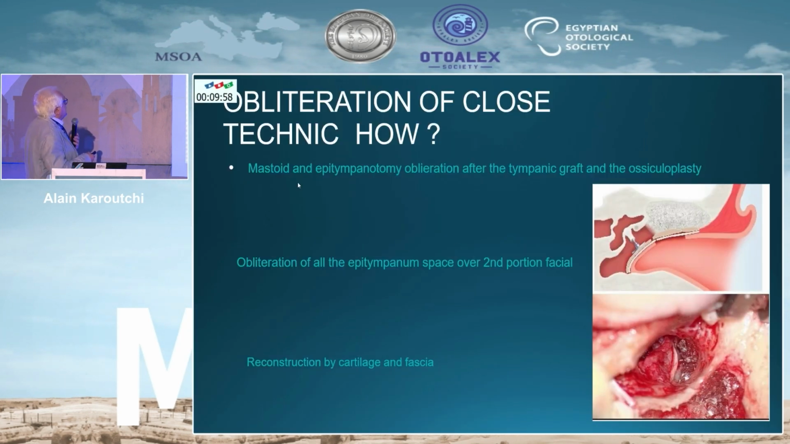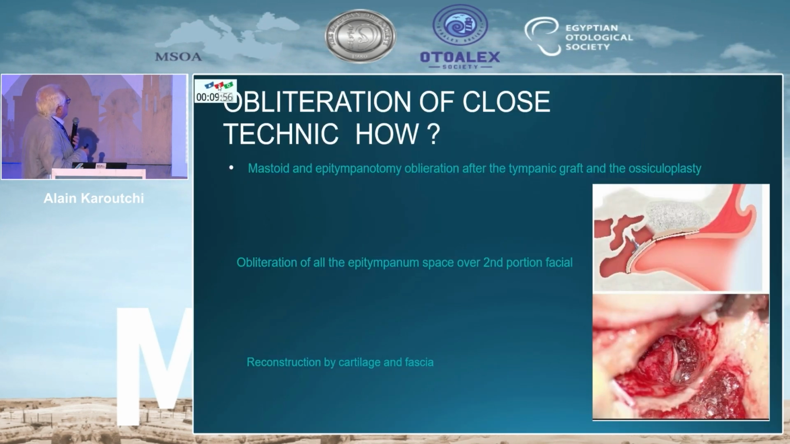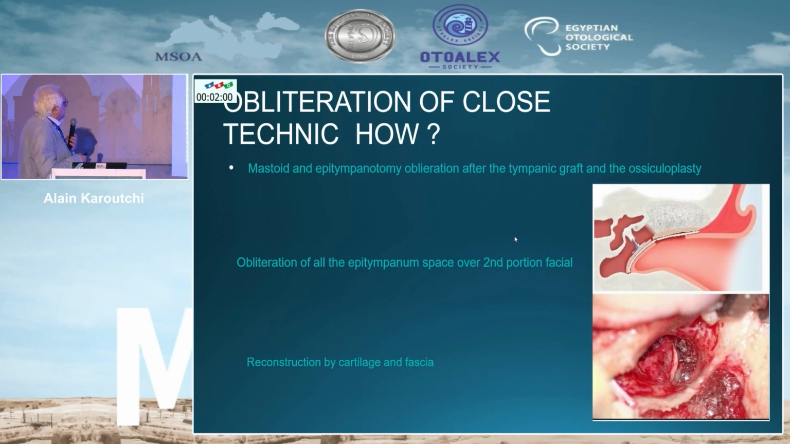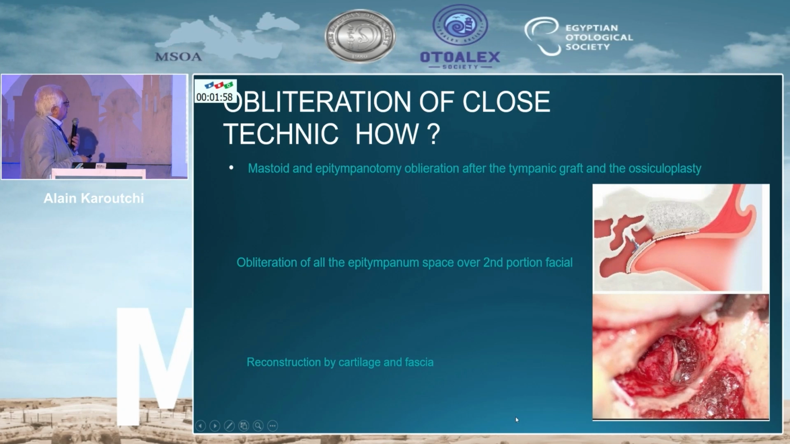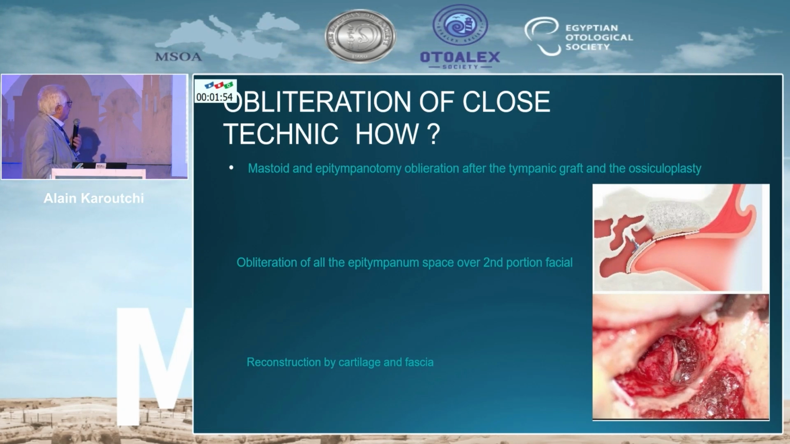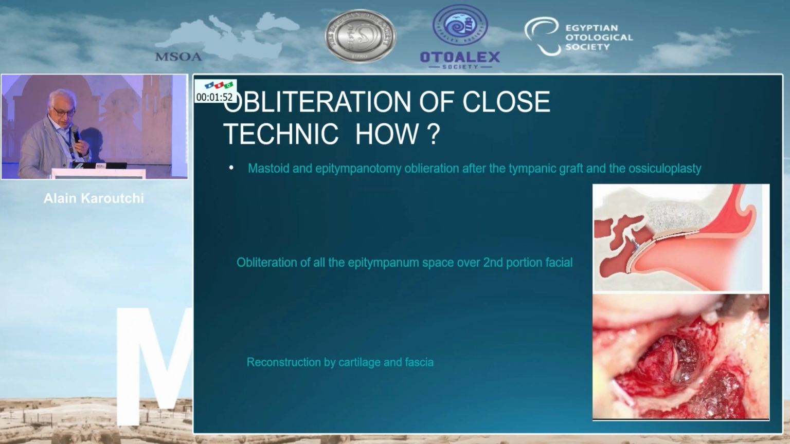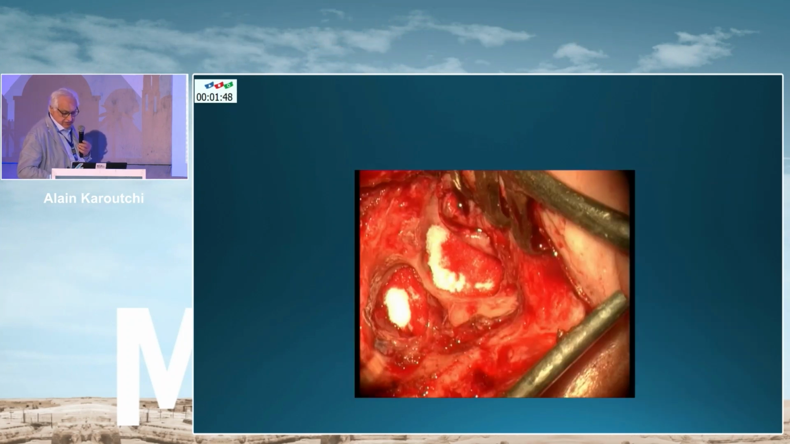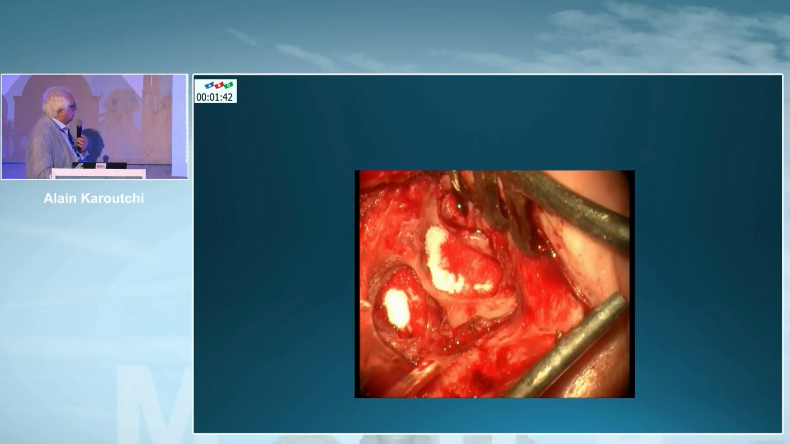So, in advance, it's one technique that I do. With the epitympanotomy obliteration, you must do it after tympanic graft and osteoplasty, and you have obliteration of the epitympanum space over the second portion of the facial nerve, and you reconstruct with fascia and cartilage. It's only a small video. If it works, it's better. It's only to show you.